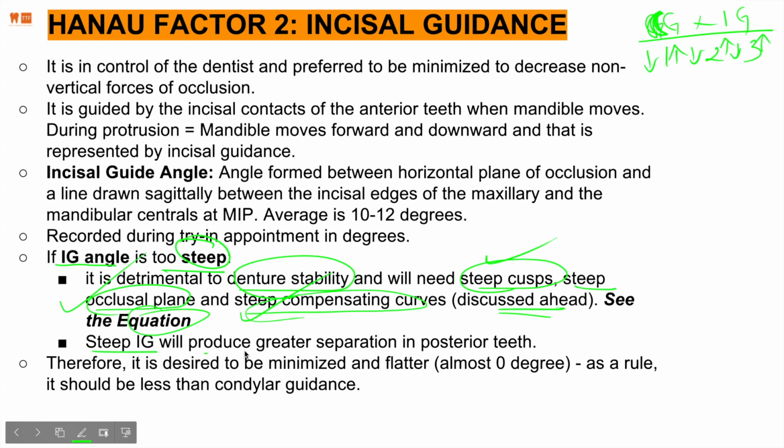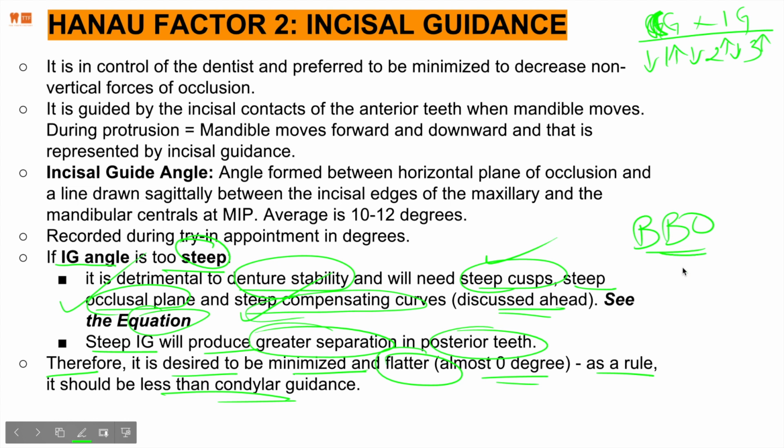A steep incisal guidance will produce greater separation in the posterior teeth. Therefore, it is desired to have it minimized and flatter, almost zero if possible. Now, as a rule, it should be less than condylar guidance, so that the balance between the posterior separation and anterior contact is maintained well. Remember, in bilateral balanced occlusion, we don't want Christensen's phenomena. Christensen's phenomena, what was it, guys? It was when anteriors touch each other, posteriors are separated, and vice versa. That's Christensen's, but we don't want that.